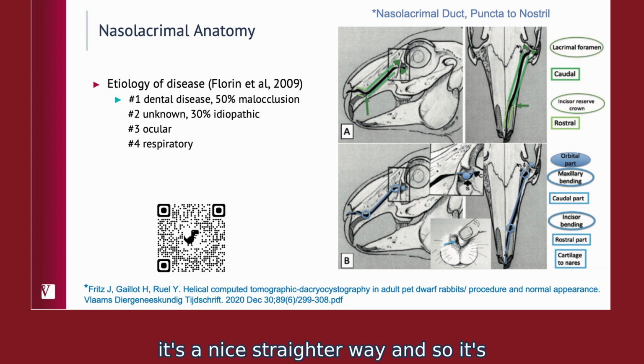As you come down the duct, it's a nice straightaway, and so it's rare to see any sort of occlusion in the straightaway. But as it hits the next bend near the reserve crown of the incisor, that's the other at-risk spot. That spot is a bend, so already at risk, but then it's near the root of the incisor. And the root of the incisor could become elongated if there's malocclusion.